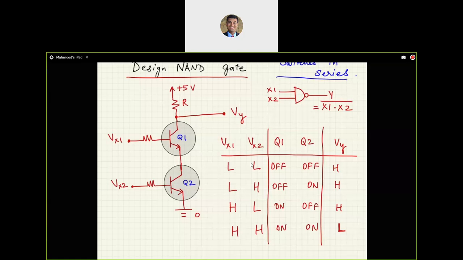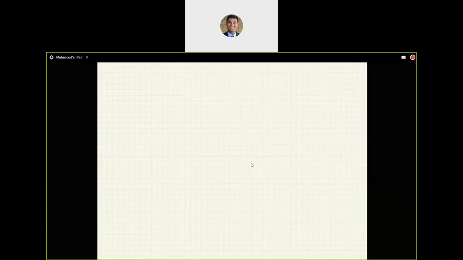Now let us see, we still need to figure out how to design AND. So let's try to build AND over here.